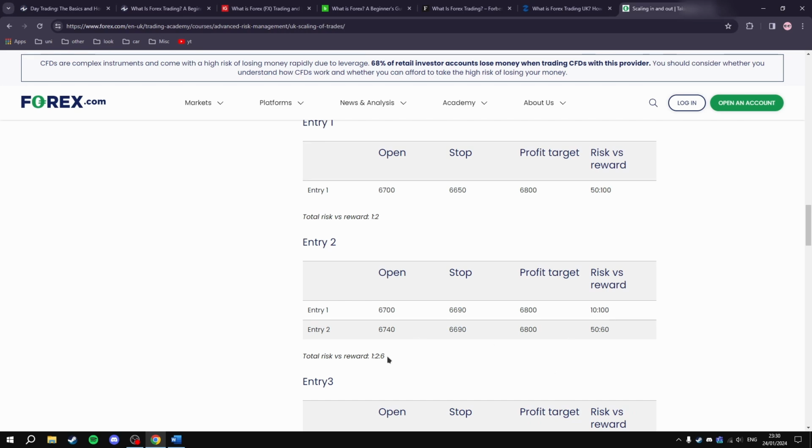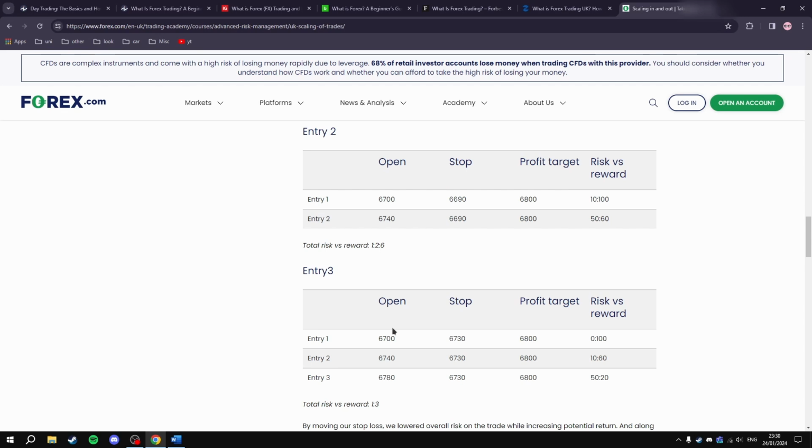Total risk versus reward 1 to 2.6? I don't get how they got 1 to 2.6. Do they just add up? So that would be 60 to 180, which is 1 to 3. Oh, they add it up. Right, okay.